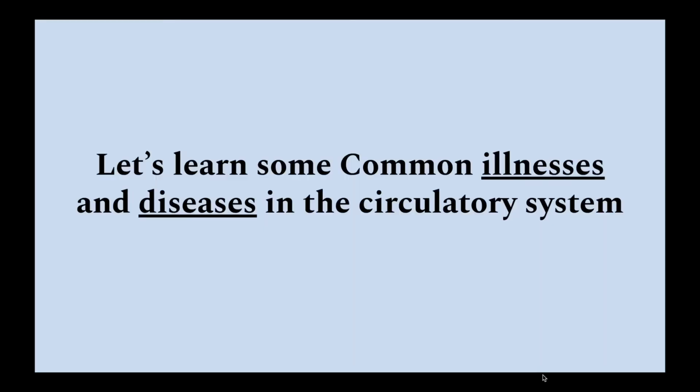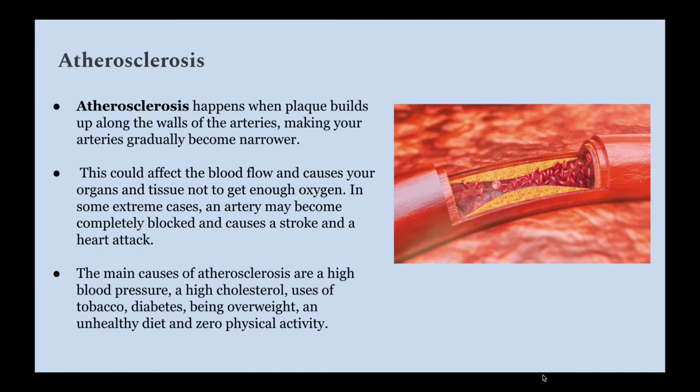So next, let's learn some common illnesses and diseases in the circulatory system. So, atherosclerosis. Atherosclerosis happens when plaque builds up along the walls of the arteries, making your arteries gradually become narrow. This could affect the blood flow and cause your organs and tissues not to get enough oxygen. In some extreme cases, an artery may become completely blocked and cause a stroke and even a heart attack.